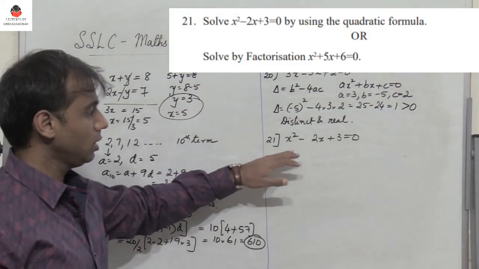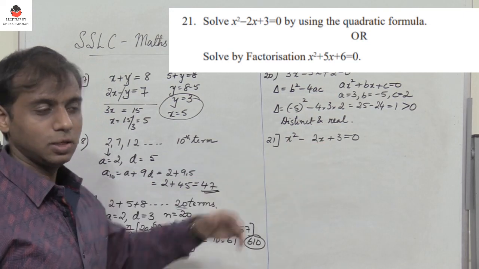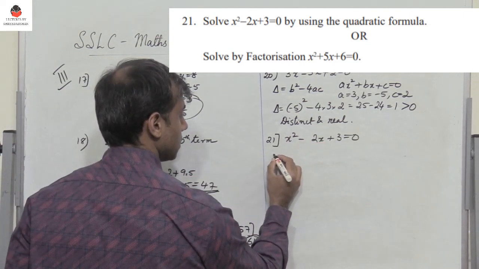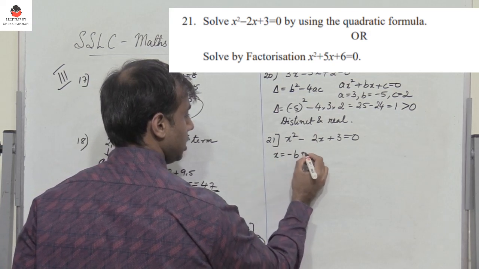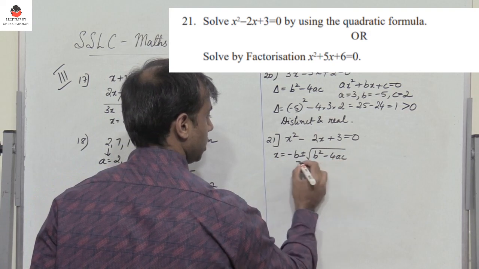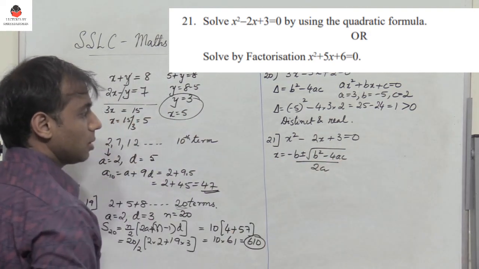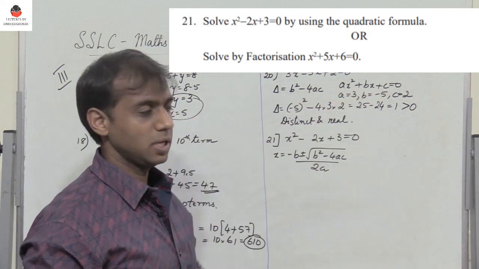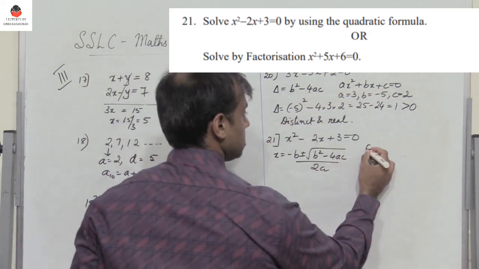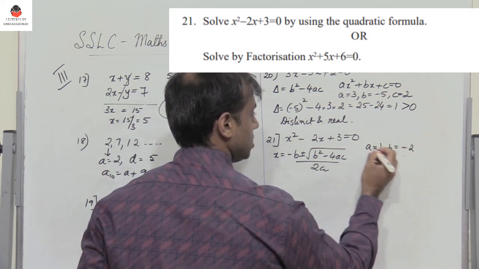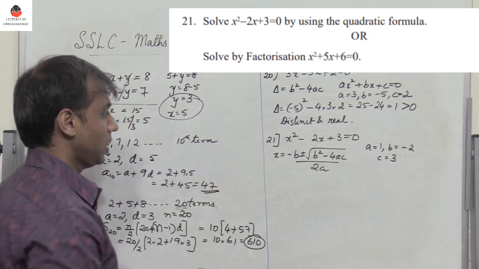So problem 21, I need to solve this by using the formula. So what is the formula? The formula is, of course, x equals minus b plus or minus root of b square minus 4ac divided by 2a. So comparing this with the standard form of the quadratic equation, ax square plus bx plus c equal to 0, a is 1, b equals minus 2 and c equals 3. So let me substitute the values here.